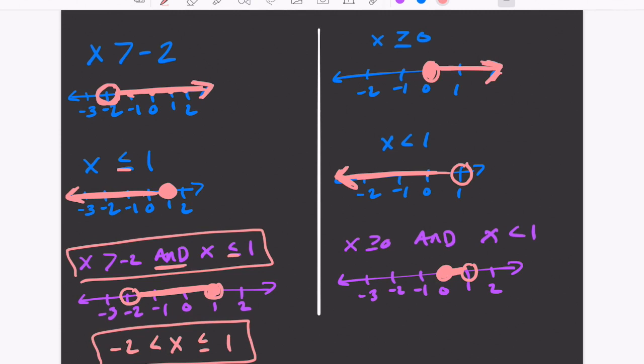And we could write this again. X has to be in between 1 and 0. And let's just get our signs right. X has to be less than 1 and greater than or equal to 0. And that would be another way to write it. And these two things right here, this and this, are compound inequalities.